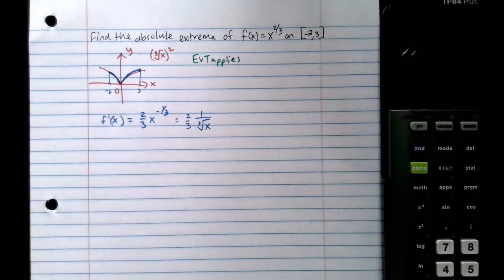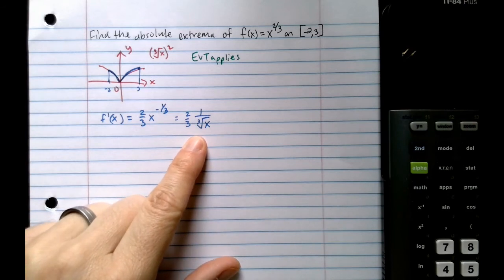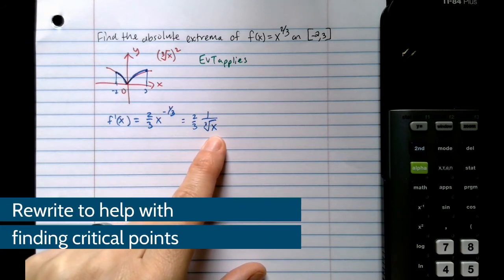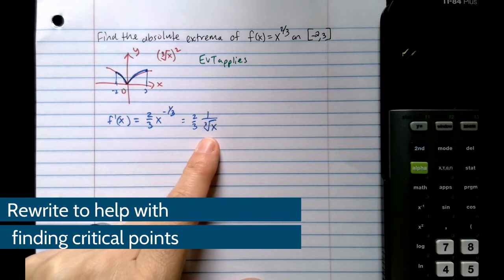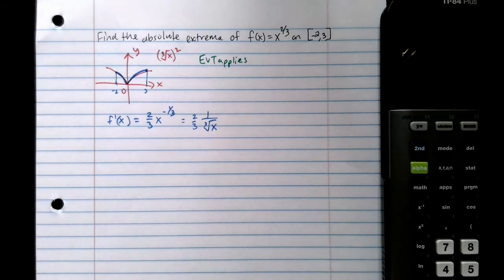Now you may be wondering, why did I rewrite my derivative like this? Well, I did the power rule here, right? But I rewrote it like this because in my next step, I have to do some thinking and figure out when this equals certain values or where it's undefined. So by having it in this form, it'll be easier for me to process. Here's what I mean. The next step is to find our critical points.